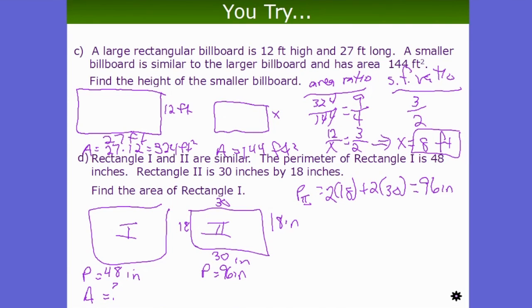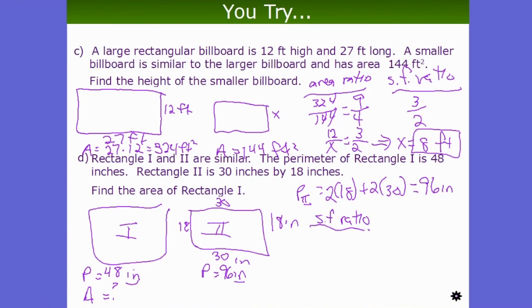So now I can set up a perimeter ratio. And remember, perimeter ratios, they just end in inches. They're not square inches, right? Over here, they're not cubic inches. They're things you can measure with like a ruler or a tape measure. That's your scale factor ratio. It's made up of side lengths. So use the same side length ratio.